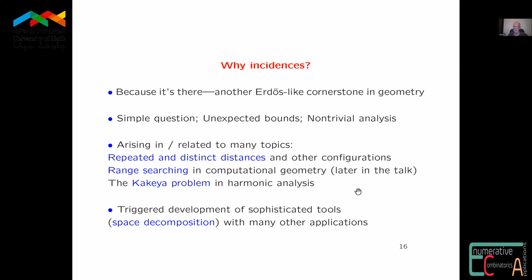Why do we care about incidences? It's a very basic problem, of the type of problems that Erdős and company used to raise. The question is simple, but the bounds and the techniques are not so simple. And it arises in many applications. For example, Guth and Katz came to study these things because somehow it arises in the study of the Kakeya problem. And the tools that were developed to obtain bounds are quite important both in combinatorial and computational geometry.